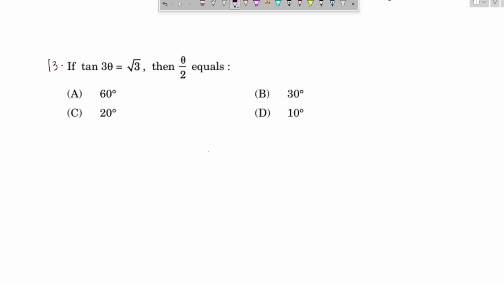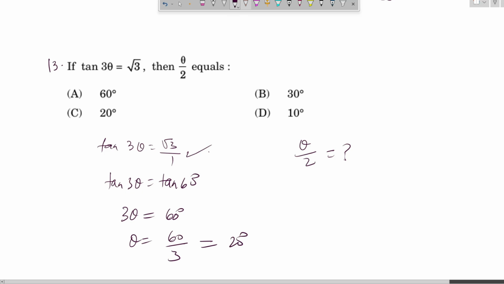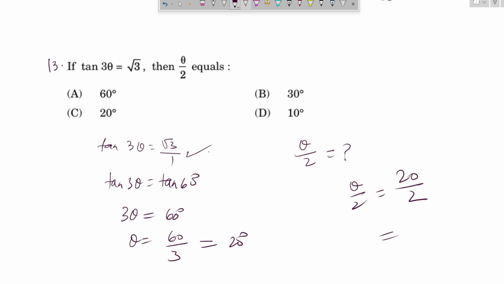Now question 13, they gave tan 3 theta is equal to root 3, that is equal to root 3 by 1. And you need to find out what is theta by 2 value. For that, first we will find out what is the theta value from the given equation. So tan 3 theta is equal to root 3 by 1 is for tan 60 degree. So that is how you got 3 theta is equal to 60 degree. Theta value you got as 60 by 3, which is equal to 20 degree. Now then theta by 2 will be equal to 20 by 2, which is equal to 10. So my option D is correct.